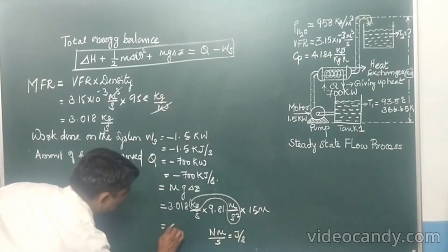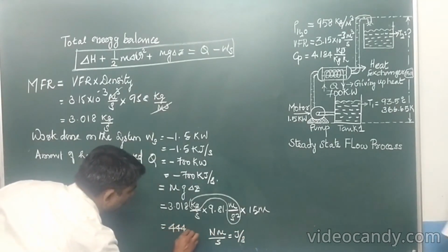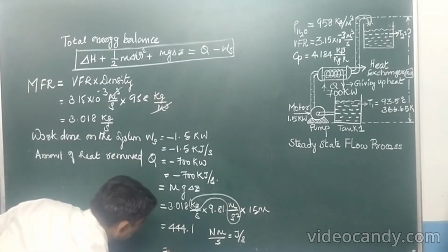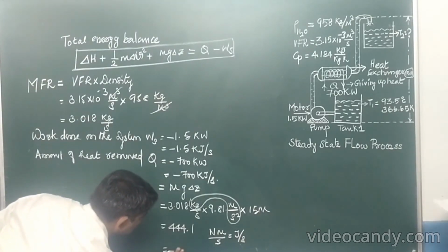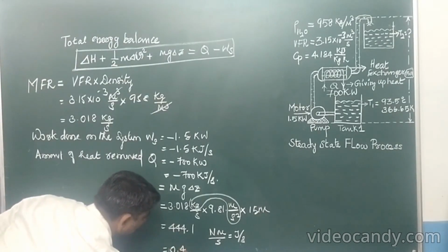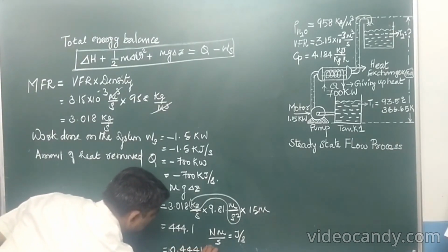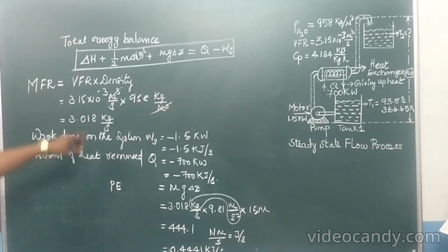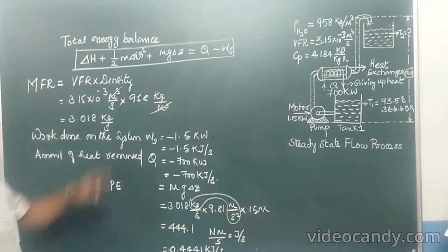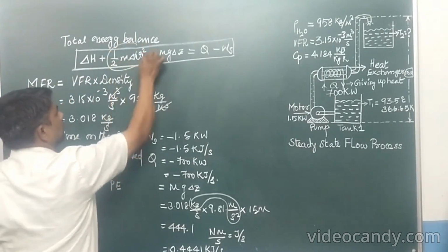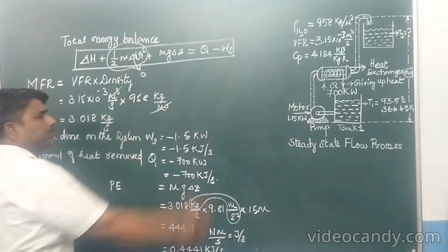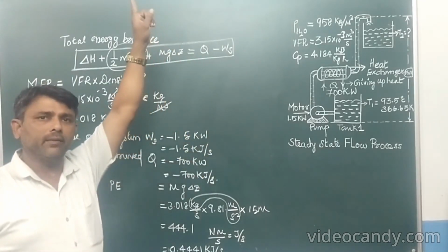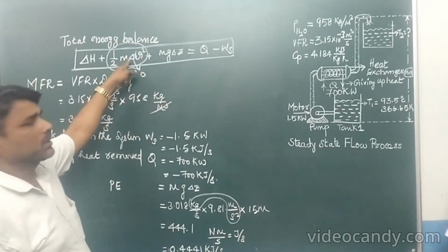The answer is 444.1 joules per second. So the answer becomes minus 0.4441 kilojoules per second. One more thing is the contribution of kinetic energy in the total energy balance. Kinetic energy gets cancelled because there is no flow. Water is being pumped from tank 1 to tank 2 at an elevated height. So the contribution of kinetic energy is 0.